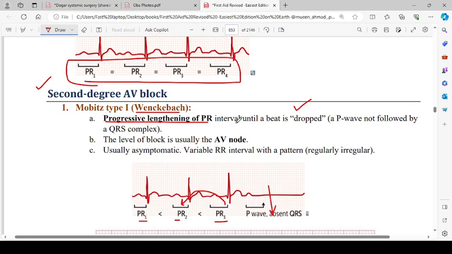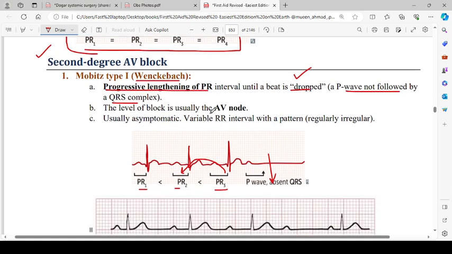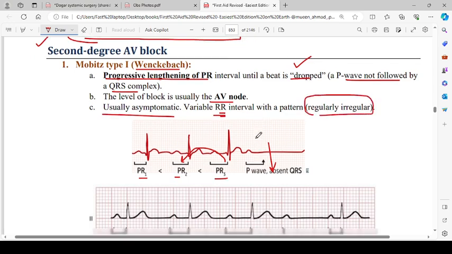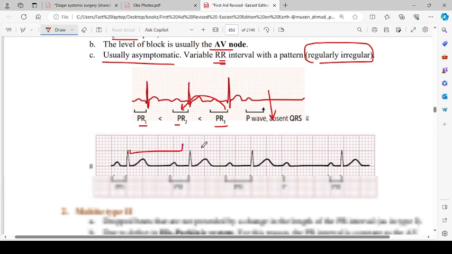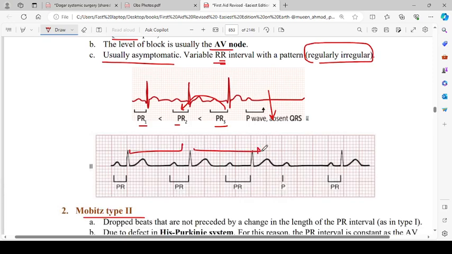So progressive lengthening of the PR interval until a beat is dropped, a P wave not followed by the QRS complex. The level of block is usually the AV node. It is usually asymptomatic, with variable PR intervals and variable RR intervals with a pattern, like it is regularly irregular. The distance between these two will be less than these two, and this will be less than these two, but there is a pattern associated with that. Like after every 3 beats there is a dropped beat, and then comes the next 3 beats, and then there will be a dropped beat.